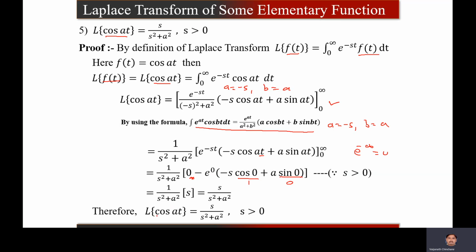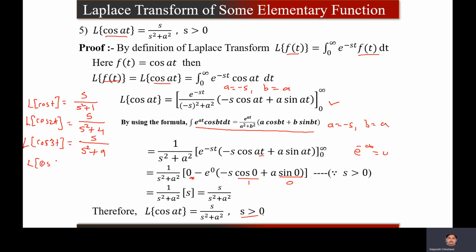And therefore we have a formula: Laplace of cos at is equal to s upon s square plus a square, for s greater than 0. It means that suppose we want to find Laplace of cos 1t, that is s upon s square plus 1. Suppose we require Laplace of cos 2t, that is s upon s square plus a square, means 4. Laplace of cos 3t, that is s upon s square plus 9. Similarly, Laplace of cos 5 by 2 t, that is s upon s square plus (5 by 2) whole bracket square, that is s upon s square plus 25 by 4, and so on.